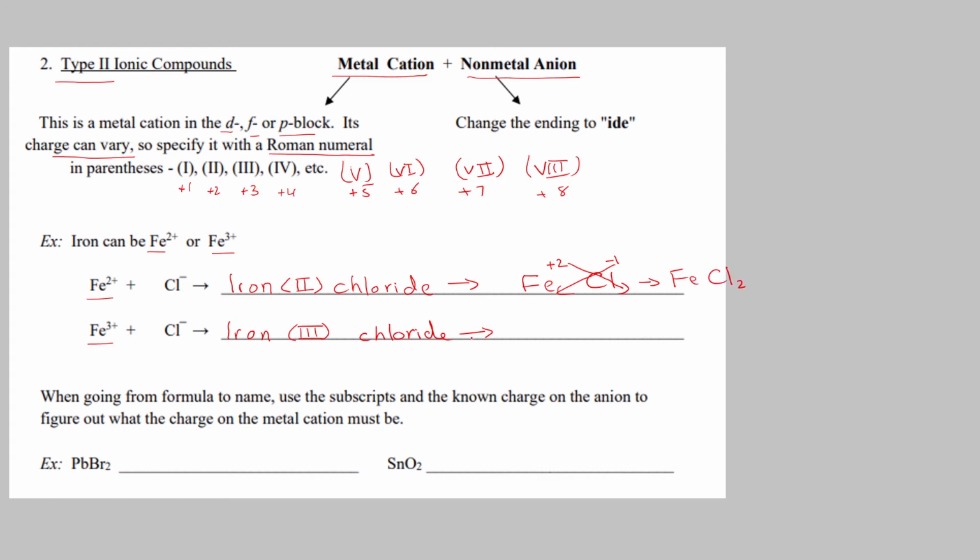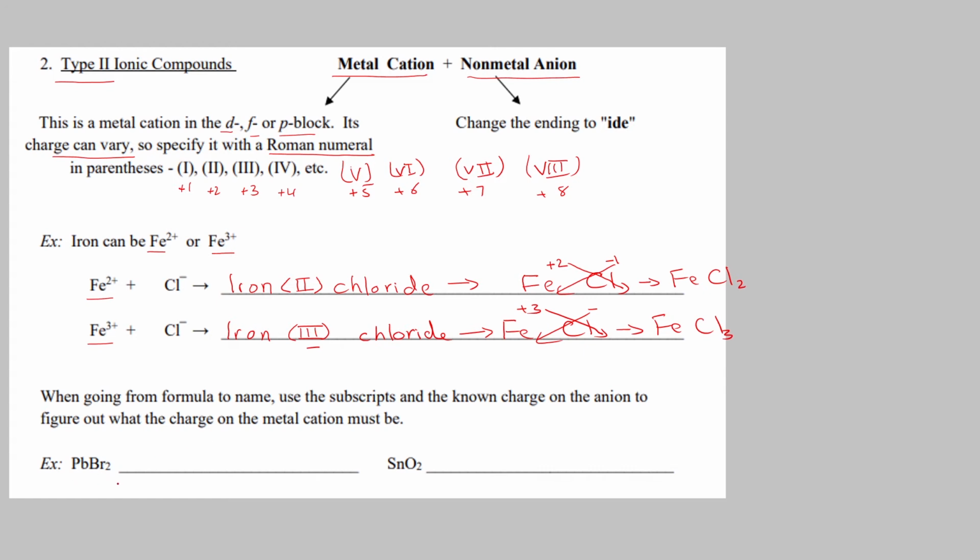And similarly for this, I have iron plus 3 from here, right? And then I have chloride, and when I move these charges diagonally, I can easily get FeCl3, the formula of the compound.